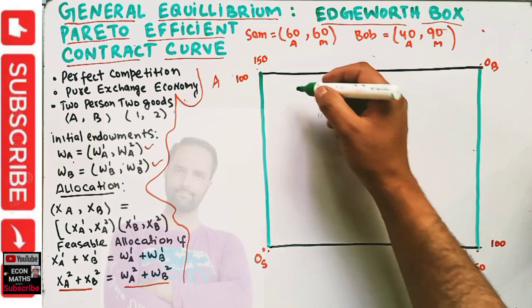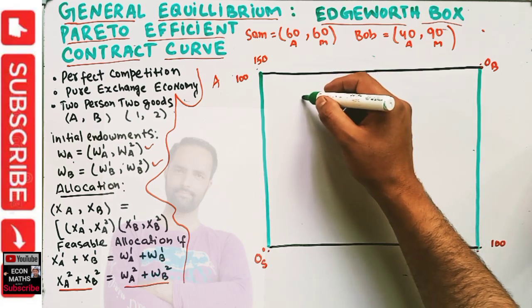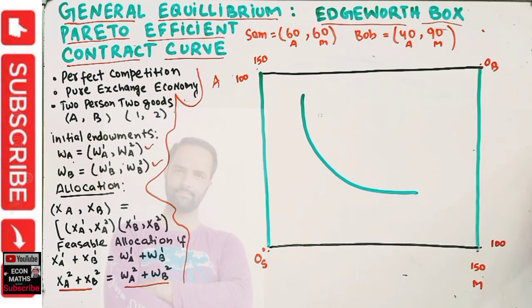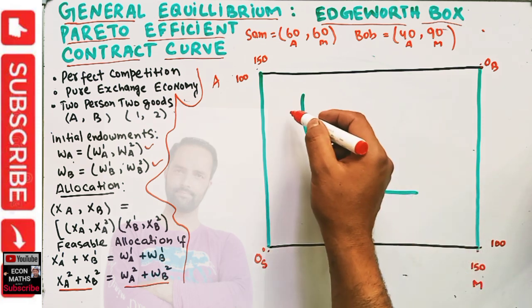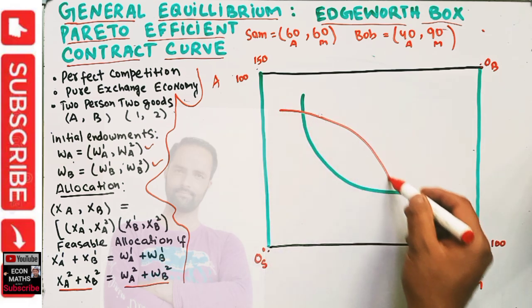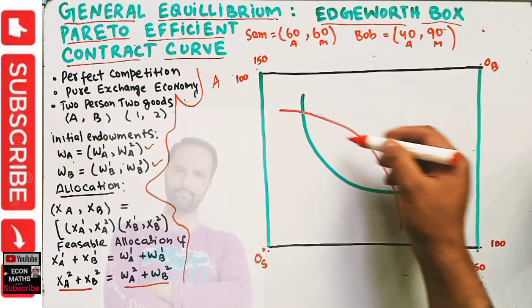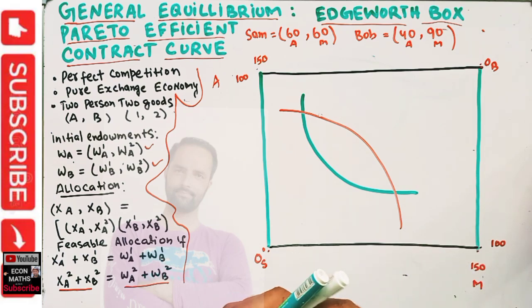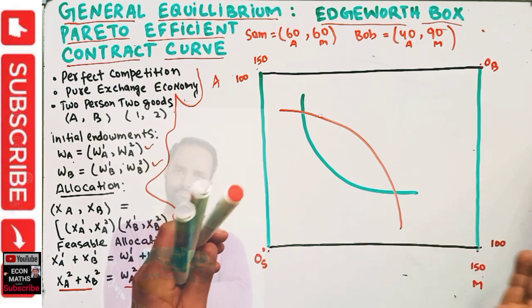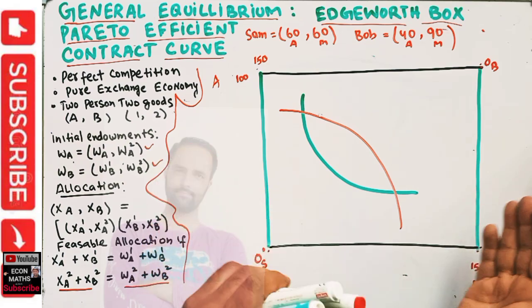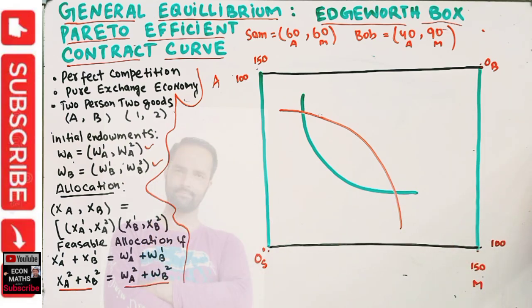Let us say this is the indifference curve of Sam, and let us draw the indifference curve for Bob also. Let us draw it like this. Let us say this is the indifference curve of Bob. As I have explained, when we superimpose two indifference curves in two-good space on each other, we form the Edgeworth box. The length of this Edgeworth box is 150 mangoes, and the width of this Edgeworth box is 100 apples.